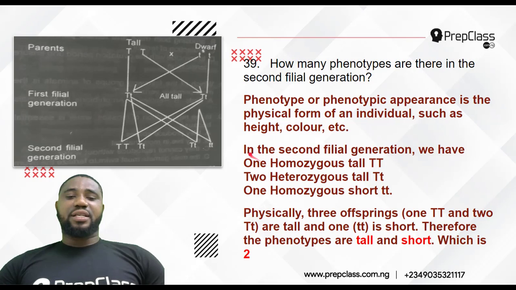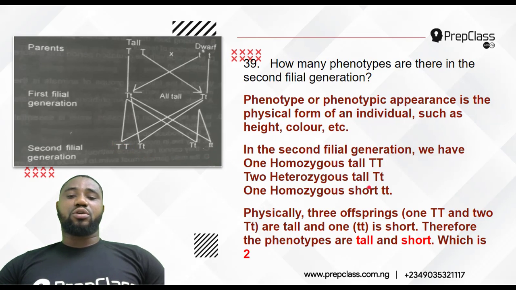So I said in the second filial generation we have 1 homozygous tall, that is a person that doesn't have a gene for shortness, 2 allelic forms that are the same, homozygous. Allele means alternating form of a gene. So we have 1 homozygous tall, TT, doesn't have gene for shortness in him.